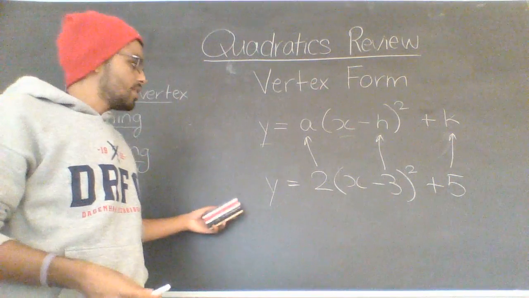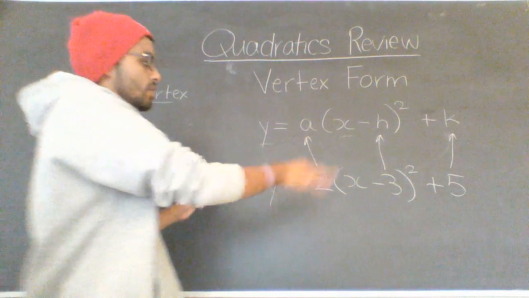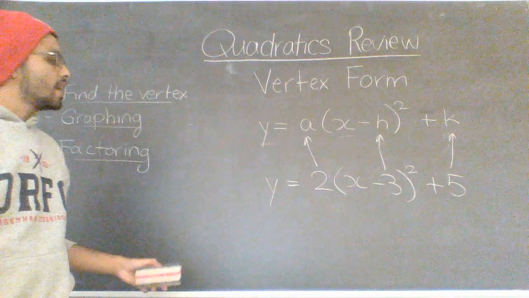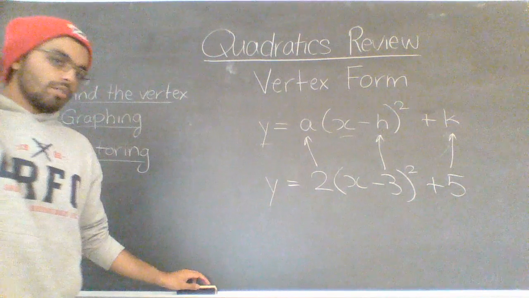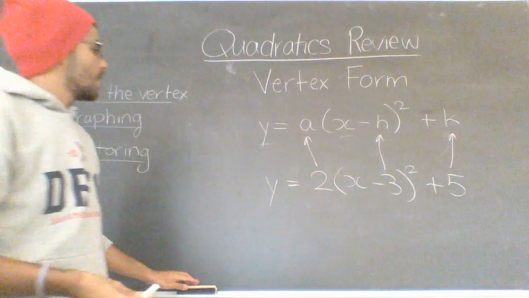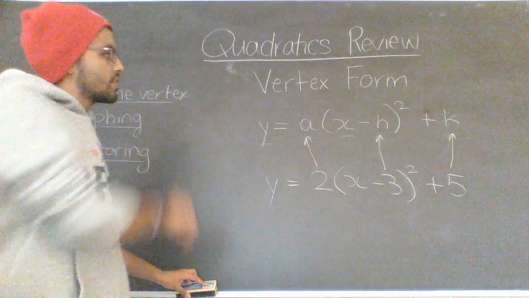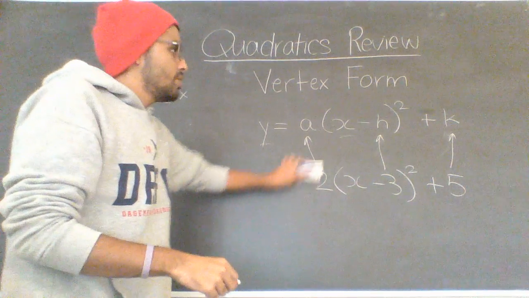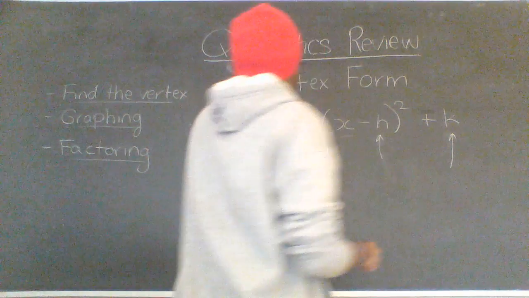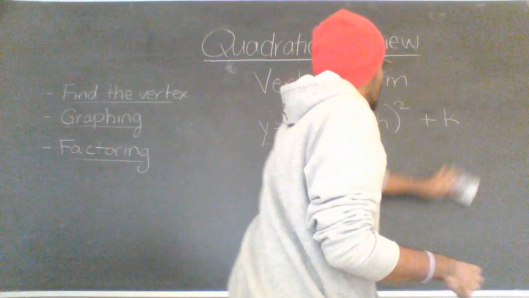If I give you an equation in vertex form, the first thing you want to figure out is, okay, what am I looking at? What is a, what is x, what is h? Those are the things that you want to know. Those are the things that you want to figure out. Okay? So, if you're given an equation in vertex form, what do each of these things tell you? A, h, and k will alter the graph of your function.